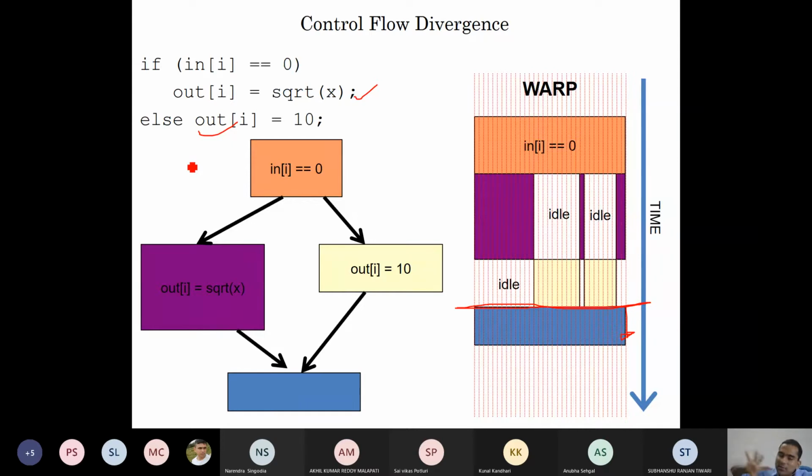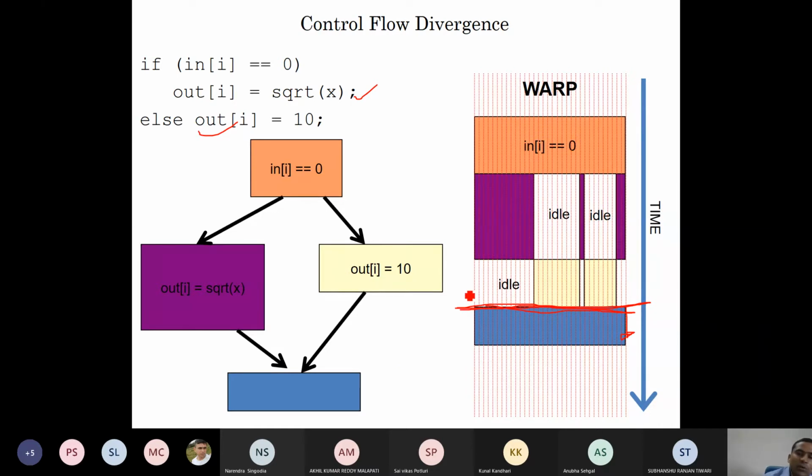Because all the threads will do the same thing. That's the idea of lockstep execution. If some of the threads don't have to do the same thing, they will have to remain idle. They can't do anything else. So we want to avoid this. That means we want to have as few of this kind of scenario as possible.